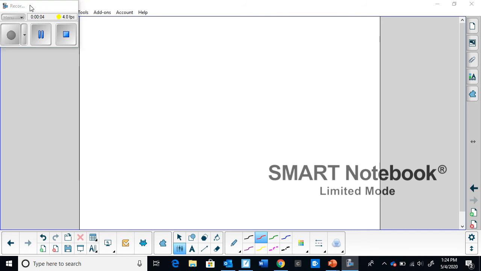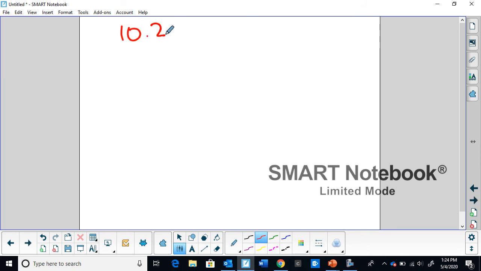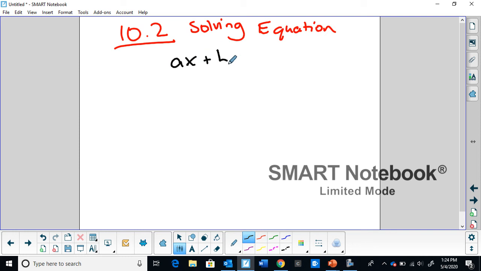All right, so here we are. We are doing 10.2, and this is solving the equation. So how do you actually solve equations of this form? ax plus b equals c.